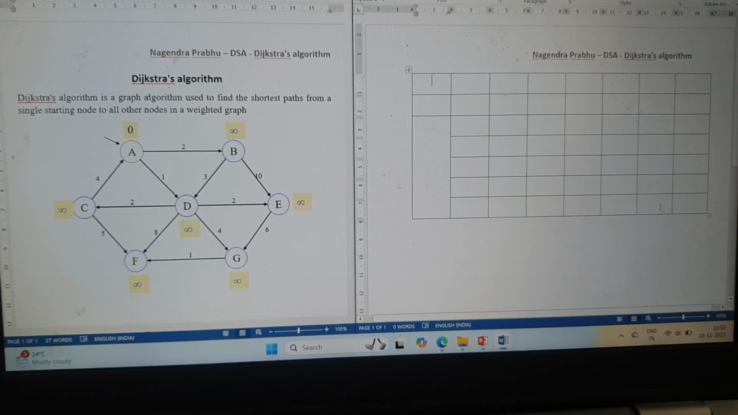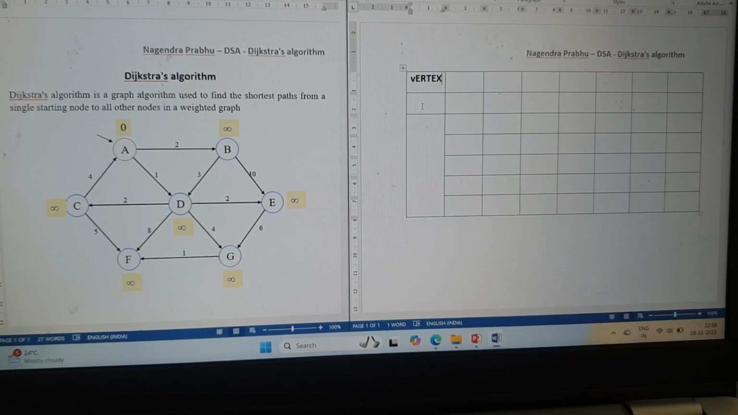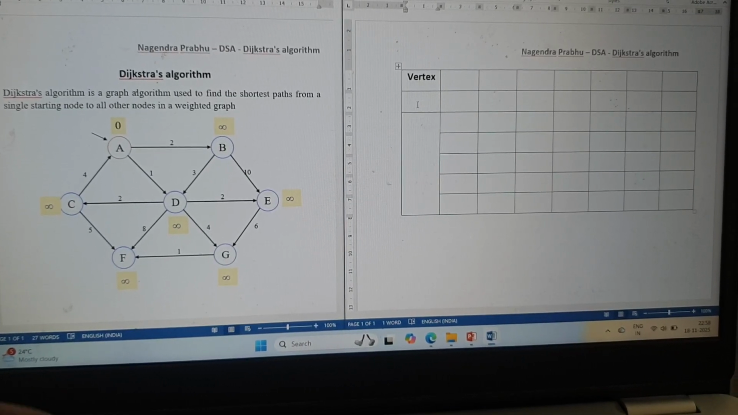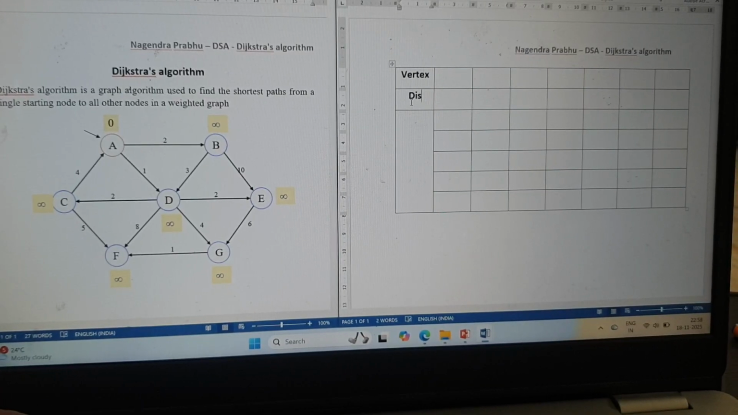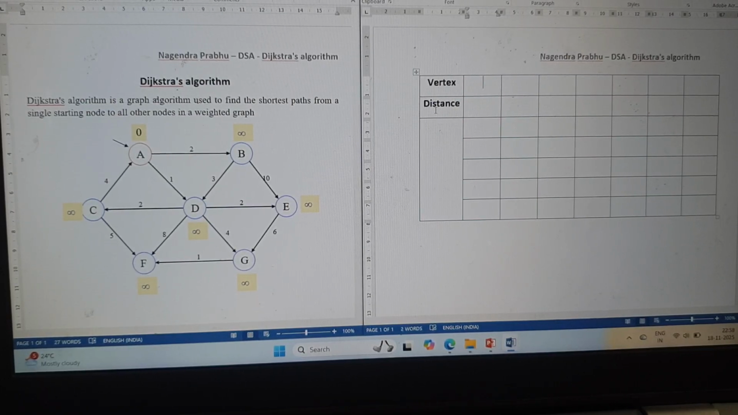Now draw a tabular column like this. To start, we need to write vertex and distance. Now I'm just going to write all the vertices: A, B, C, D, E, F, G. These are the vertices given in the graph. Now distance: if you find a direct path from A to any other node, you can write the distance. If you couldn't find a direct path, just put infinity. So A to A is 0 by default.